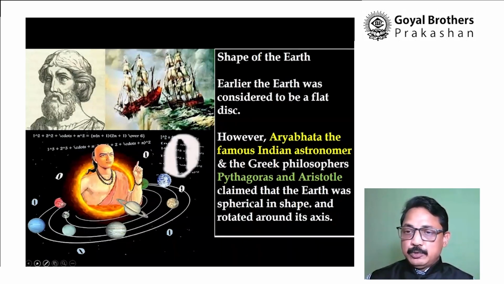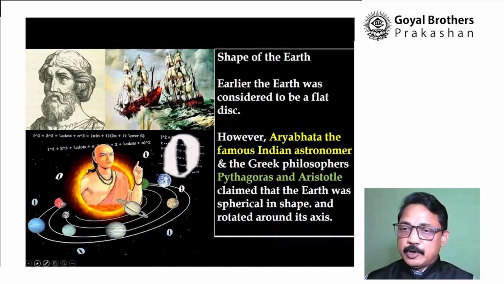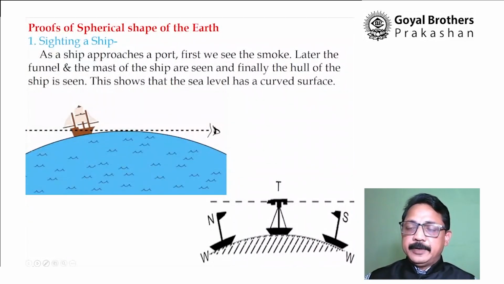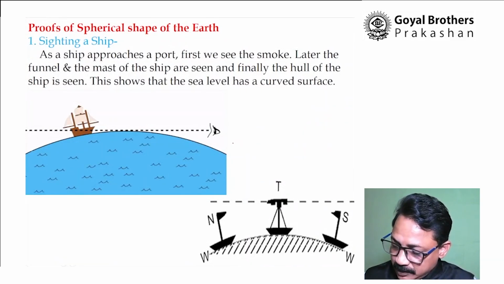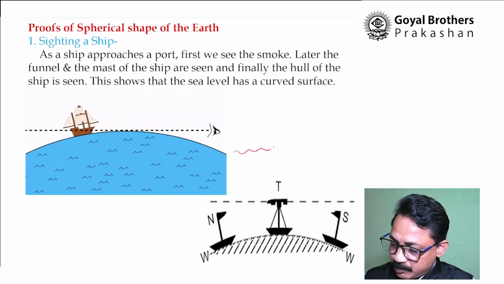So then how do we know today, or how did people later accept that Earth must be spherical? What proofs did we have to give in order to prove that Earth is spherical in shape? Now let us look at this. One of the most important proofs. Dear students, if the Earth was flat like this, okay. Now, please look at this diagram very carefully. Suppose this is water, okay. And suppose this is land over here.